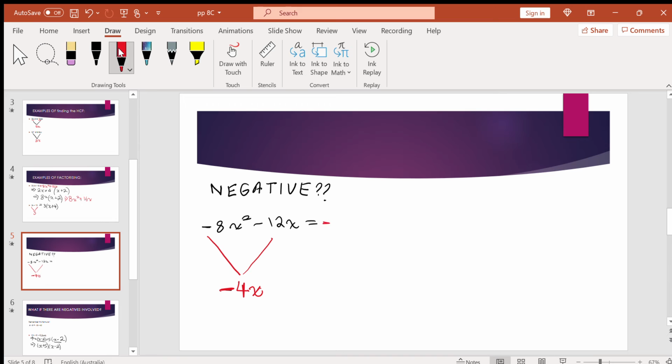Then we take out this term, minus 4x, and we put numbers in the brackets to get the same terms here. So minus 4x times what is equal to minus 8x squared? Well, it has to be 2x. And we need to put an addition sign here if we want a negative 12x. So this has to be 3. This is your final factorized term.